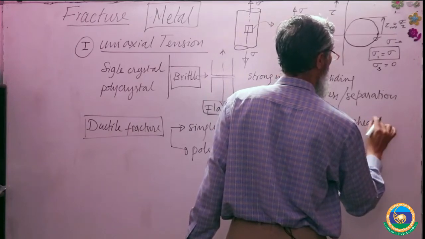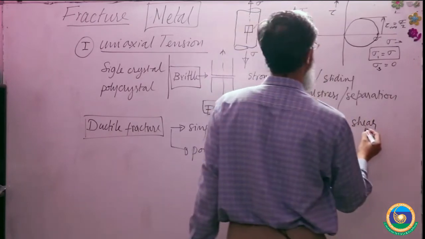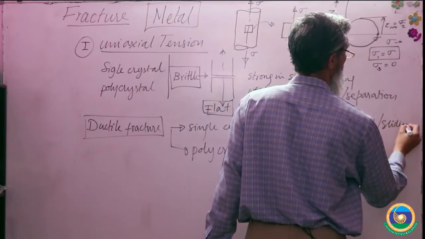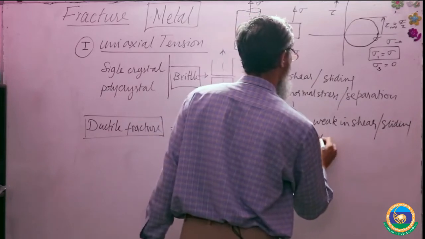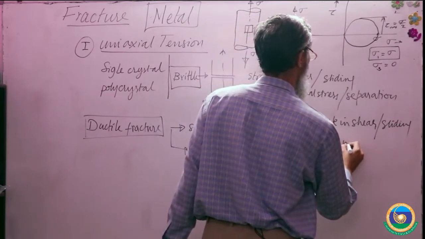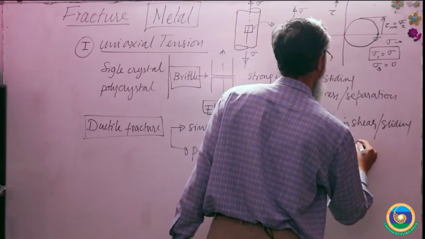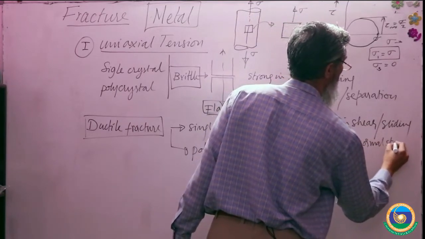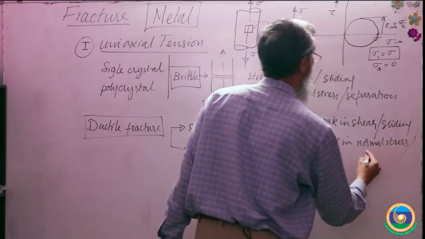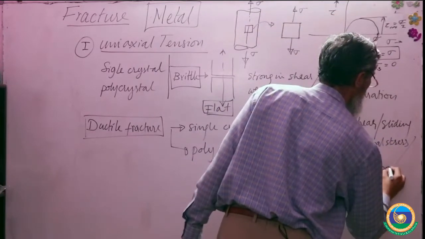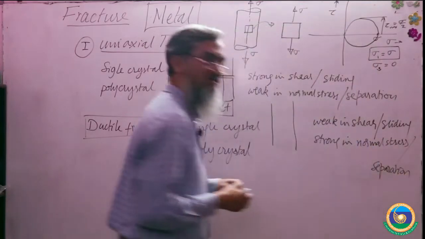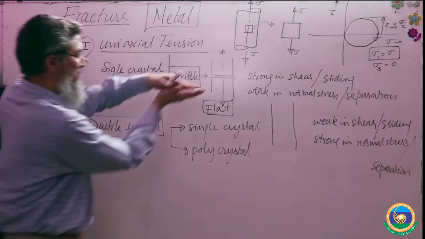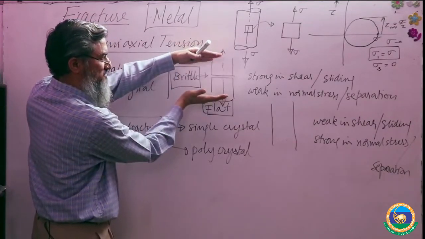The ductile fracture takes place when the material is weak in shear or sliding and strong in normal stress, or separation. That means it has got high resistance to separation. So it won't break into two pieces in this way.